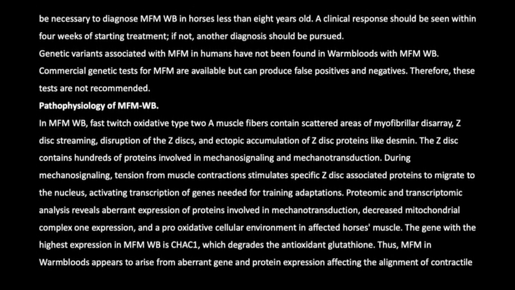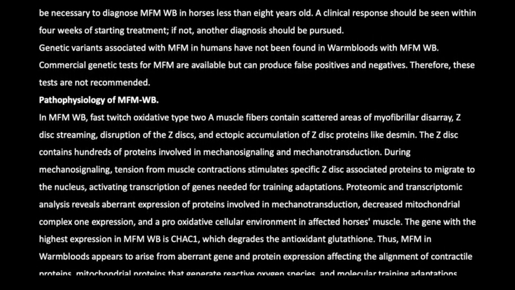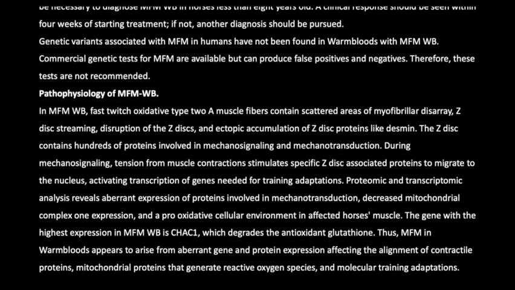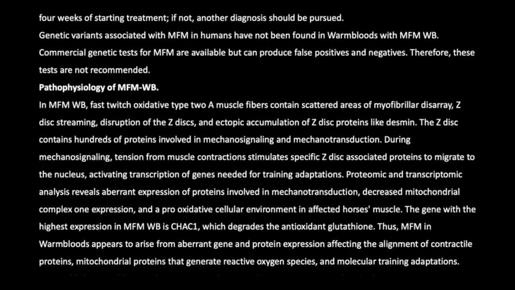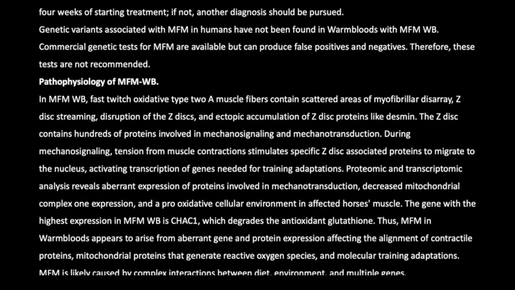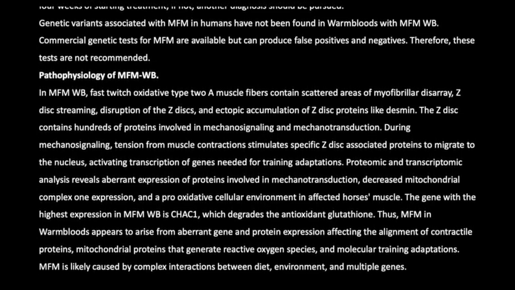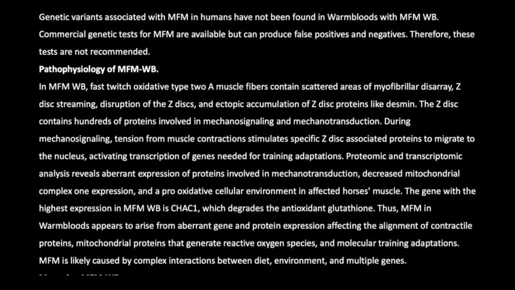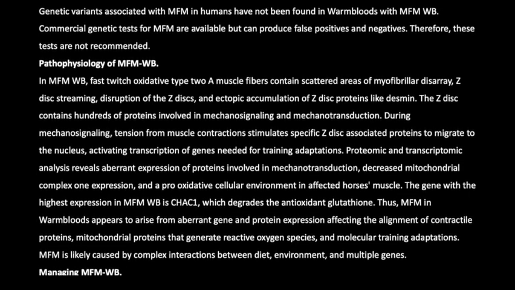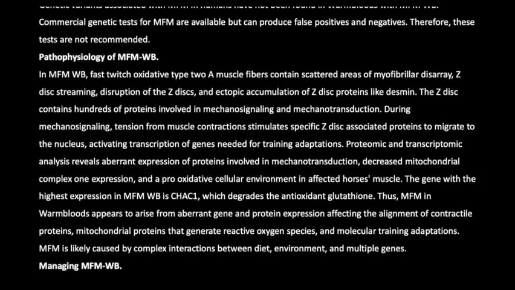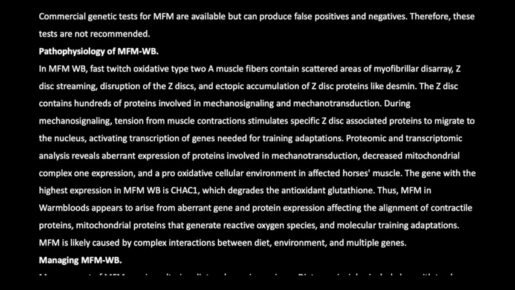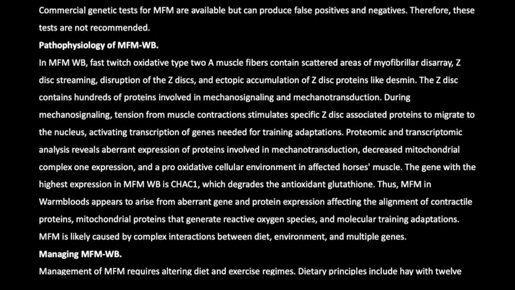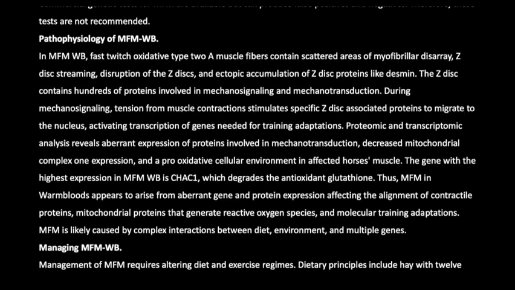During mechanosignaling, tension from muscle contraction stimulates specific Z-disc-associated proteins to migrate to the nucleus, activating transcription of genes needed for training adaptations. Proteomic and transcriptomic analysis reveals aberrant expression of proteins involved in mechanotransduction, decreased mitochondrial complex 1 expression, and a pro-oxidative cellular environment in affected horses' muscle.